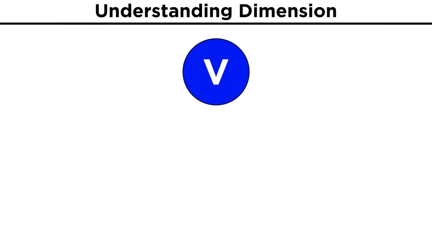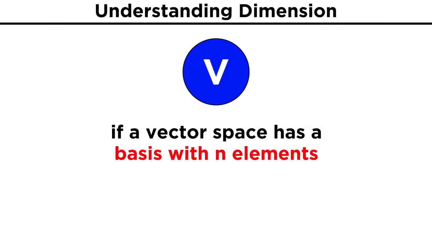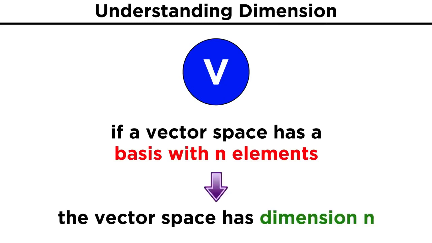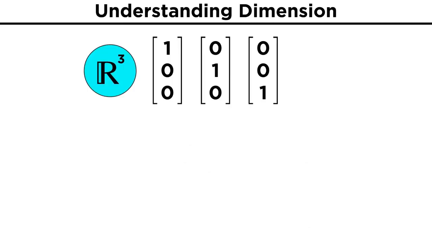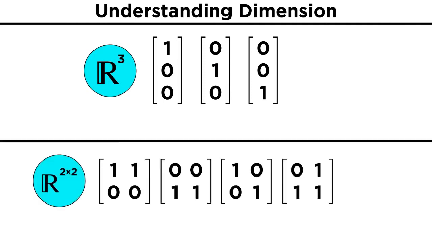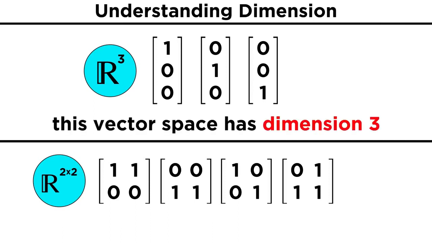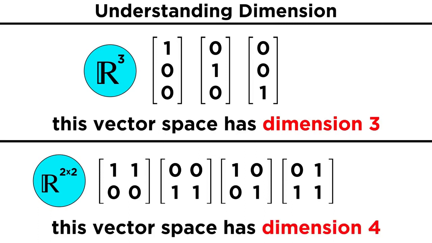Before we wrap things up, we should go over one more definition. If a vector space V has a basis made of n elements, then the vector space is said to have dimension n. Taking our 2 examples from this lesson, we saw that R3 had a basis made of 3 vectors, and R2 by 2 had a basis made of 4 matrices. We can then say that R3 has dimension 3, and R2 by 2 has dimension 4.